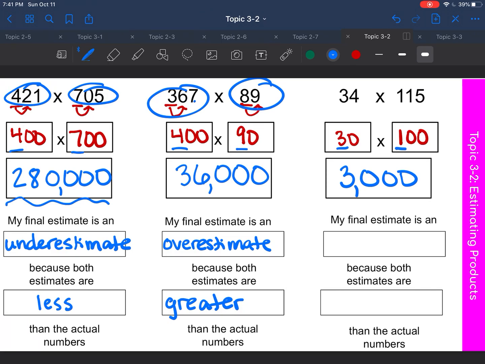So did we round both of our numbers down or both of our numbers up? We rounded both of our numbers down. So it is an underestimate because both estimates are less than the actual numbers.